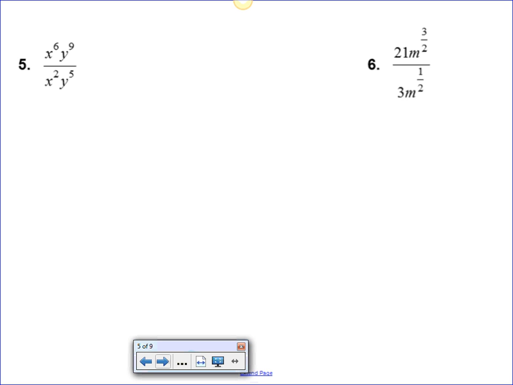Okay, hopefully this is making sense to us. So now if we looked at these two, I just want to give you a little bit of time. You try and figure out what you would have. Okay, so the first one, if you look at the x's first, there's obviously more x's on top, and there would be 4 more x's on top, so I'd have x to the fourth. The y's, I got 4 more y's than I do on the bottom, so I'd have y to the fourth. And nothing would be left on the bottom, so I'd just leave it like that.